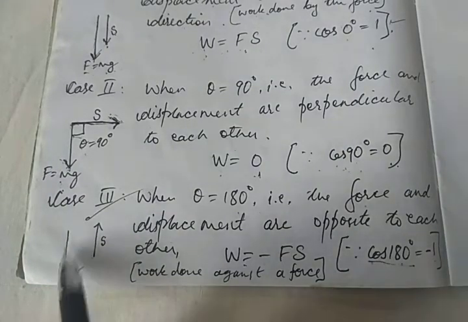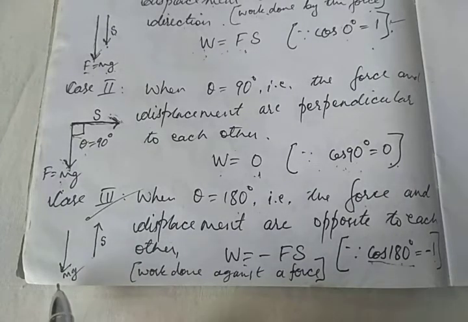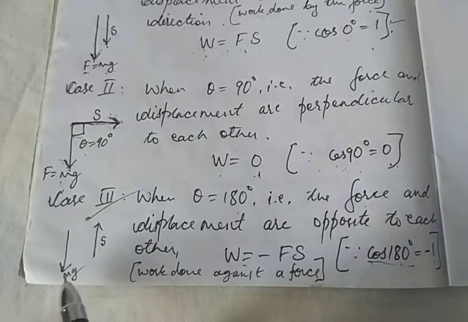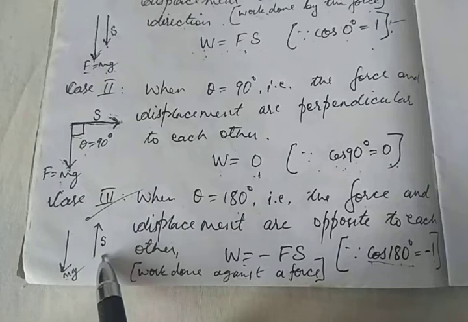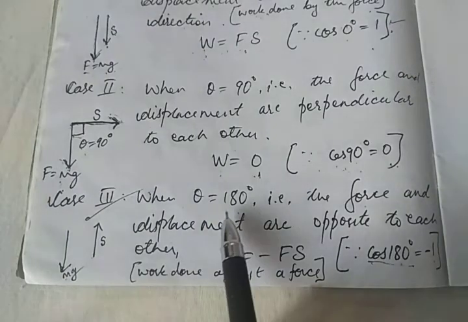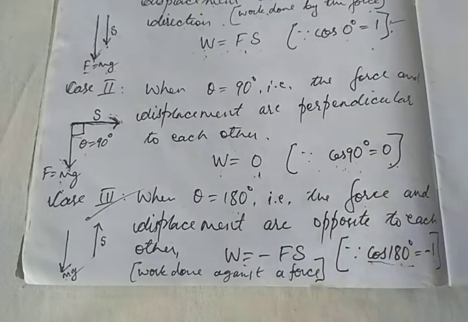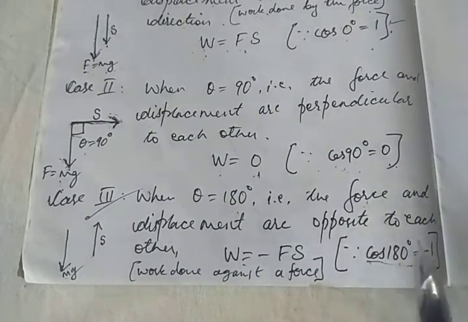So this would be a scenario of the force acting when the piece of chalk is going upward. Of course, the force acting is the force of gravity, which is vertically downward. So this is a case of the force of gravity and the displacement being at an angle of 180 degrees with respect to each other. That is, they are opposite to each other.